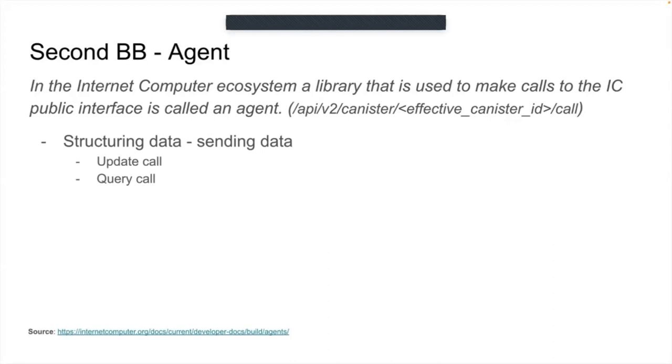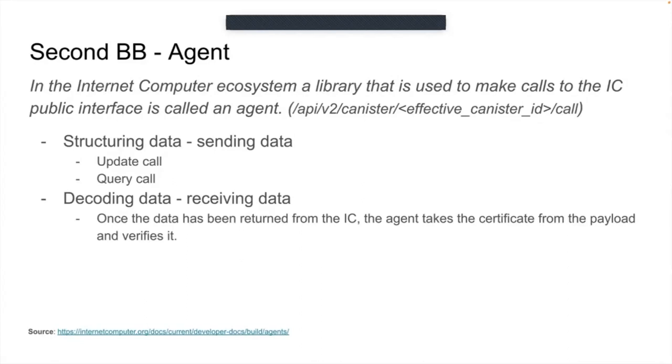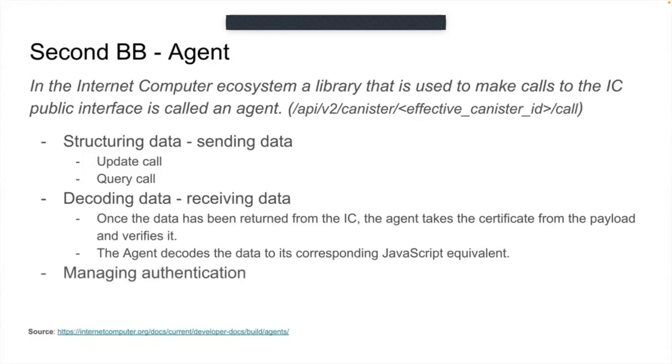The second purpose is receiving and decoding data. Once the data has been returned from the internet computer, the agent takes the certificate from the payload and verifies it. The certificate can be verified as real using the public root key of the NNS subnet. The network or canister will respond with an encoded buffer, which the agent can then decode and transform into a useful structure using semantic, language-specific types. For example, if the type returned from the canister is text, that will get turned into a JavaScript string and so on.